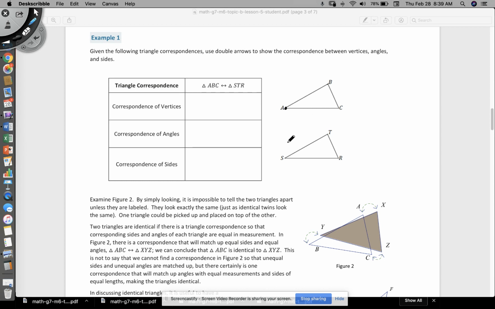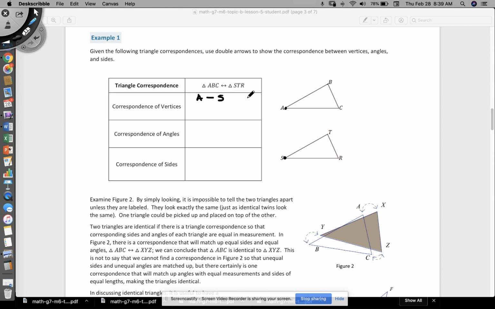Okay, well, I have vertex A here. Which one is in that same location? I can look real quick. Both these triangles look like they're laying exactly the same, so I don't have to worry about one being flipped or rotated. So this one's a little easier. I can say vertex A corresponds with vertex S. And that's what we're going to say.